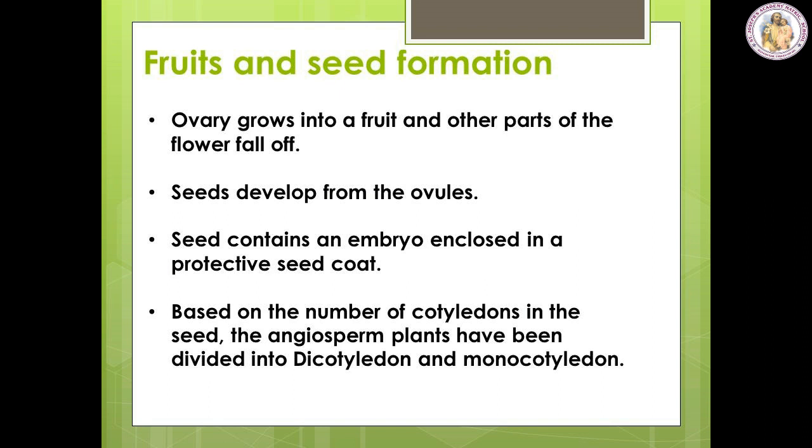Fruit and seed formation. After fertilization, the ovary grows into a fruit and other parts of the flower fall off. The seeds develop from the ovules. The seed contains an embryo enclosed in a protective seed coat. Based on the number of cotyledons in the seed, the angiosperm plants have been divided into two groups, namely dicotyledon and monocotyledon.